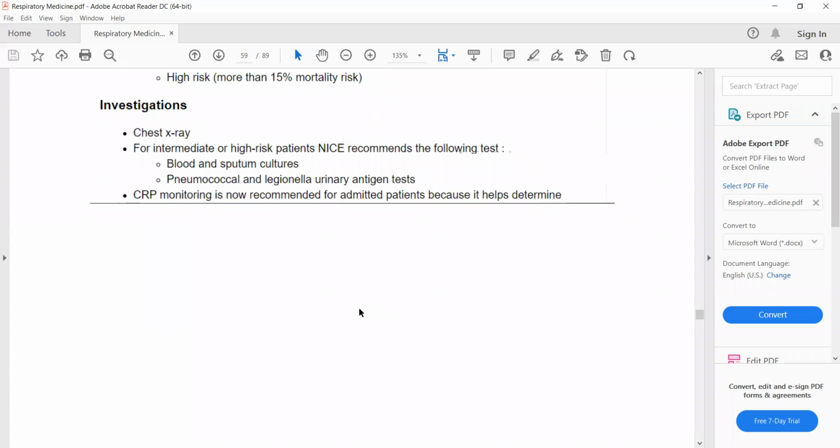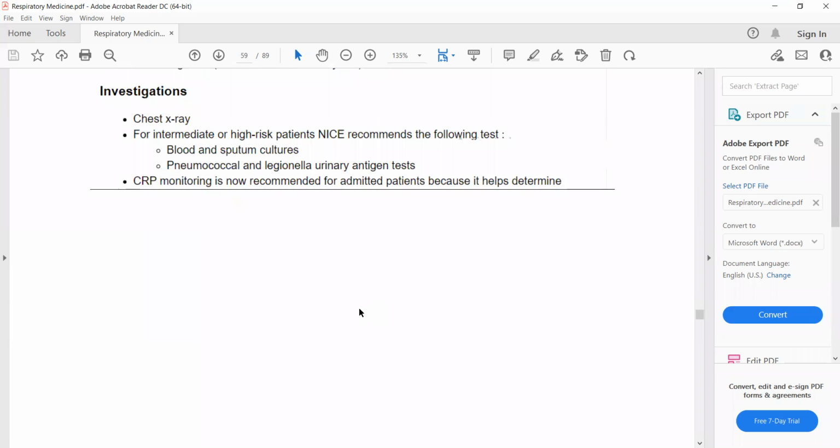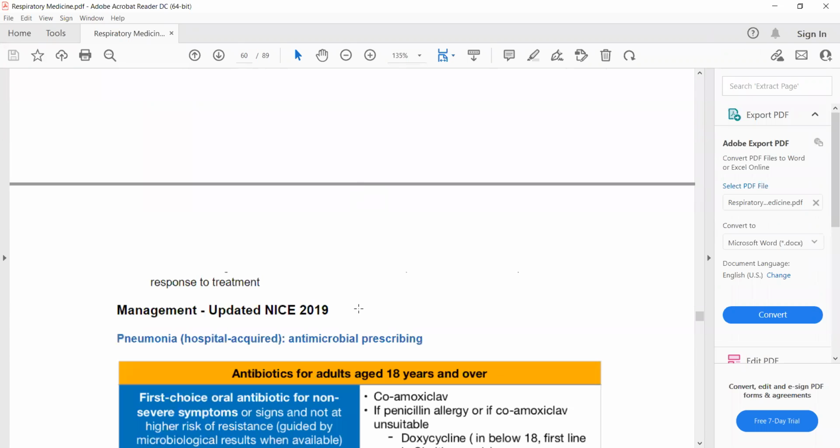Investigations that are done in case of pneumonia are chest X-ray, and for intermediate and high risk patients, blood and sputum culture and pneumococcal and Legionella urinary antigen tests are also done.